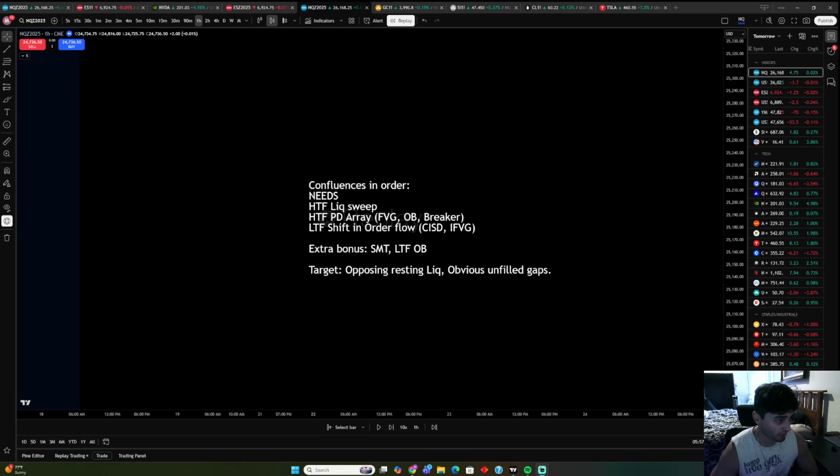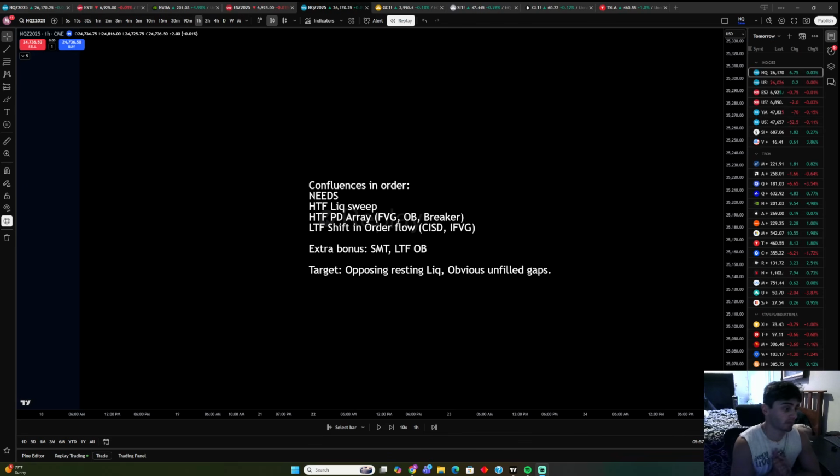In order, these are the confluences I use. I kind of have it labeled in terms of what my setup needs to see, what I need to see to even enter a trade, and then extra confluences I also look at to help with bias and help with confidence, and just to let me know if the trade is higher or lower probability.